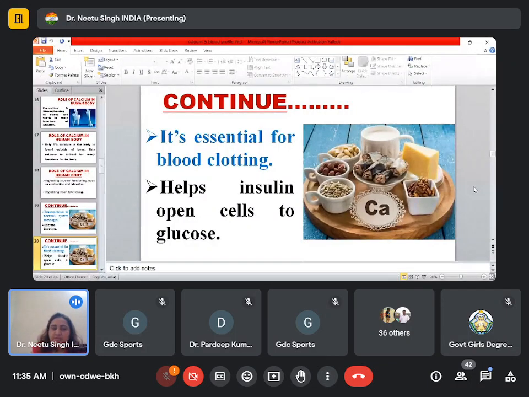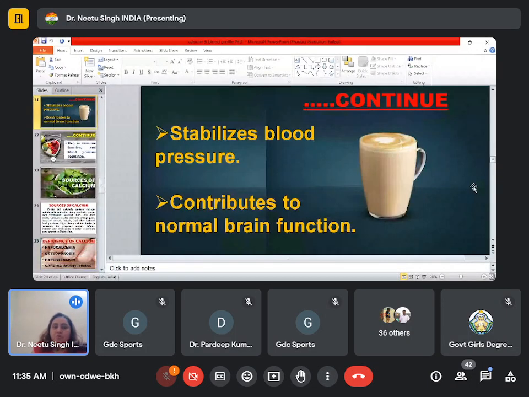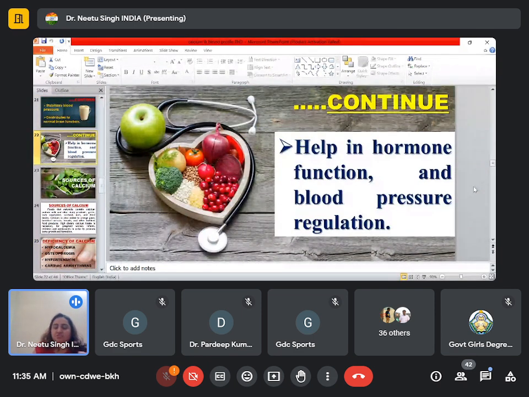It is very essential for blood clotting, helps insulin open up cells to glucose, stabilizes blood pressure, supports normal brain functioning, and the functioning of various hormones. So calcium is a very important mineral, and nowadays we see that females especially are lacking in calcium, just because they are physically inactive and make excuses to avoid workouts. So this research is to give a training method in which they can train anywhere, and their body can use the calcium available to them, so that their normal calcium-related functioning is regulated in a normal way.